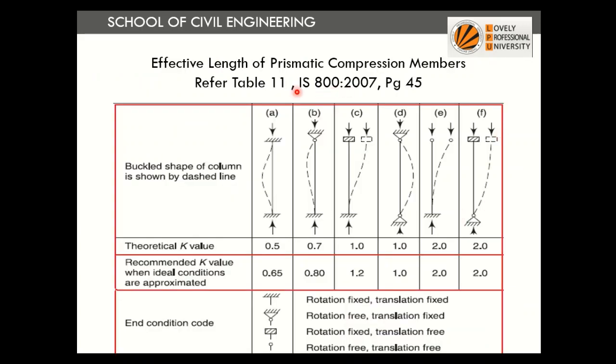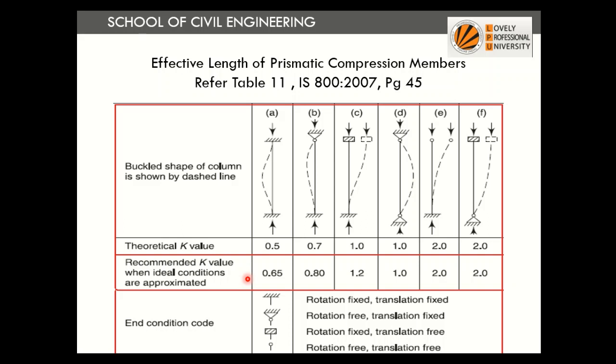So this is a summary of the effective length of a prismatic compression member. Prismatic means the cross section of the member is the same throughout the member, right? This is given in Table 11 on page number 45. The first one is fixed, so we'll go with this value. The value of K for a fixed end will be 0.65.